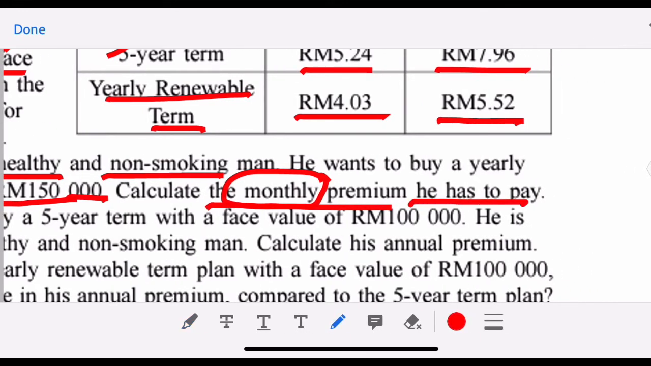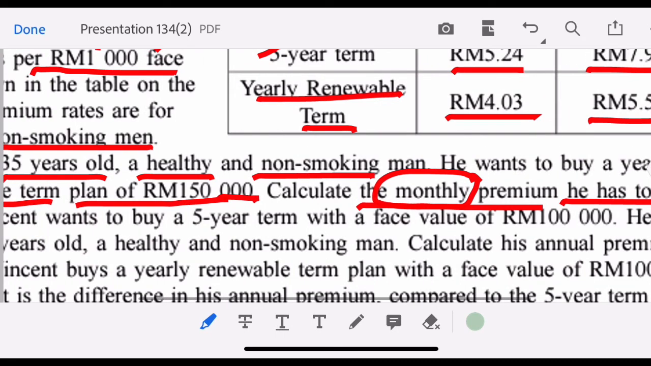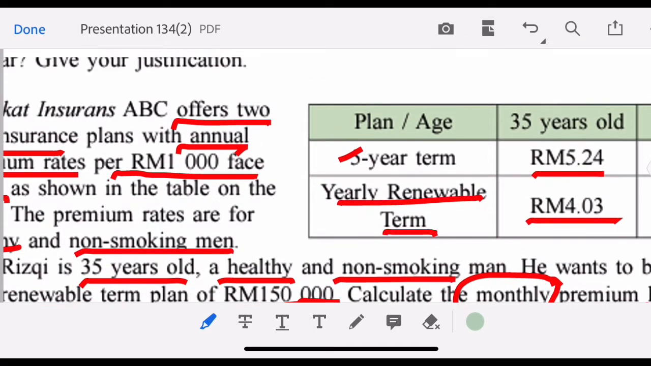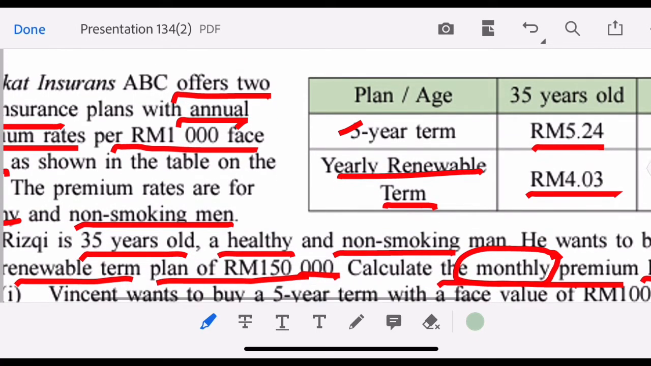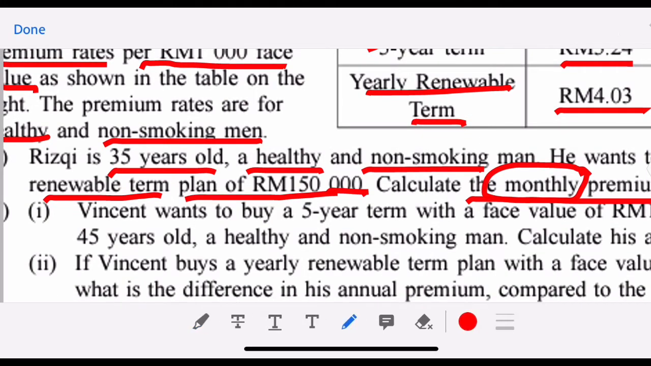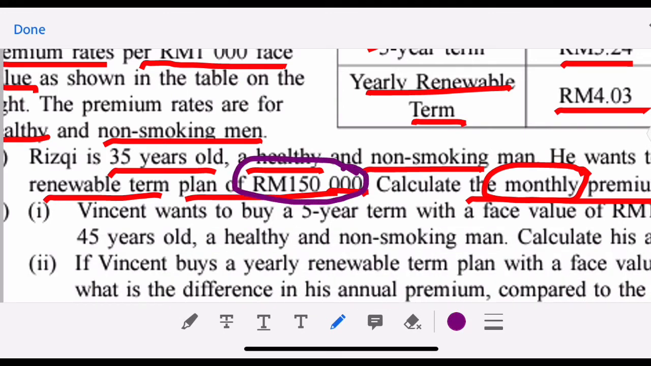He has to pay. So basically, we'll calculate the annual premium first before we divide by 12 for the monthly payment, right? So the face value here is 150,000. So this is the so-called face value.